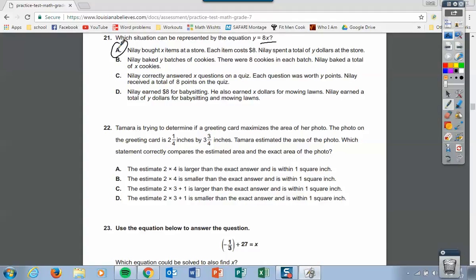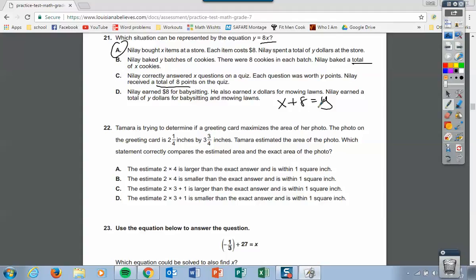She baked y batches of cookies. There are 8 cookies in each batch. Now they baked a total of x cookies. Total means that x is by itself. We don't like that one. Correctly answered x questions on a quiz. Each question was worth y points. Total of 8 points. Again, total of 8 points. We don't like that. Earned $8 for babysitting. She also earned x dollars for mowing lawns. Total of y dollars for babysitting and mowing lawns. This would be x plus 8 equals y. No, me gusta. So it was A.